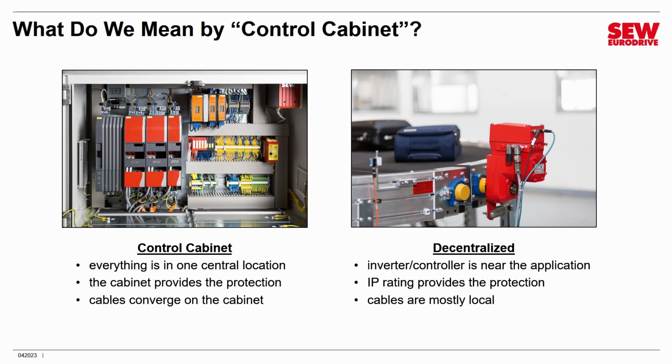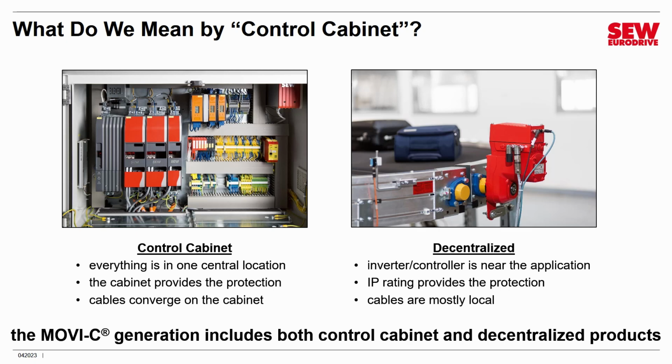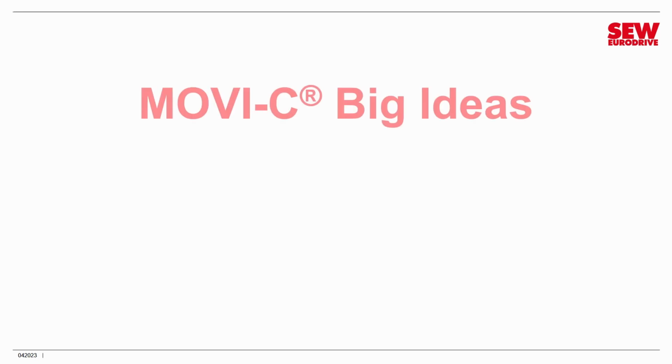And by having both control cabinet and decentralized products in the MOVI-C portfolio, we cover just about any conceivable application you can think of. So the MOVI-C generation is very thorough. It includes products of all sorts. But we're not going to be learning about all of those today. That would be a huge course. We're going to focus on the products that live inside the control cabinets.